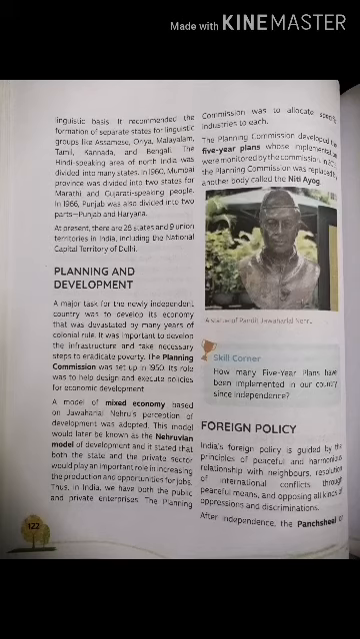The Planning Commission was set up in 1950. Its role was to help design and execute policies for economic development. There was a commission which was set up in 1950. Its name was Planning Commission, and the main purpose of the Planning Commission was to set up the designs and new policies so that people can be affected in a positive manner.